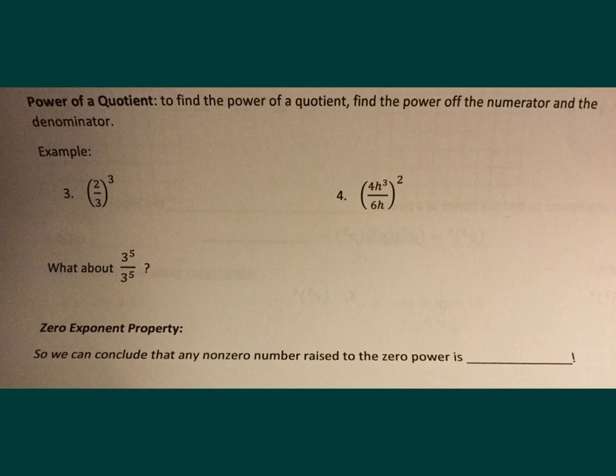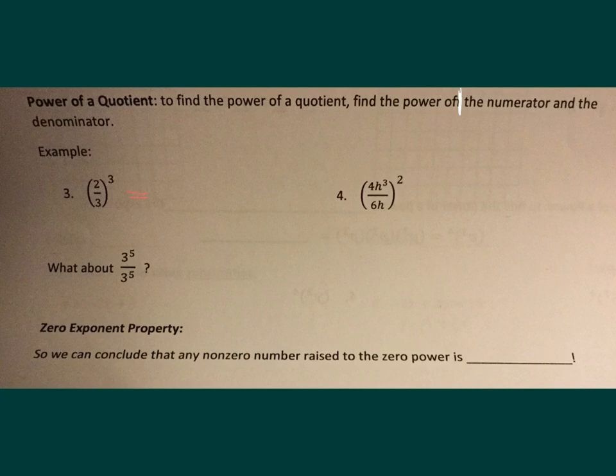All right, we have another property. It's called the power of a quotient. To find the power of a quotient, we have to find the power of the numerator and the power of the denominator. So let's take a look at that.